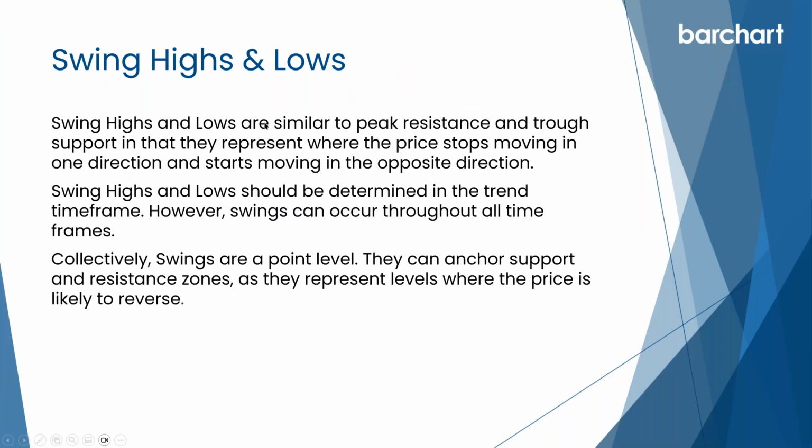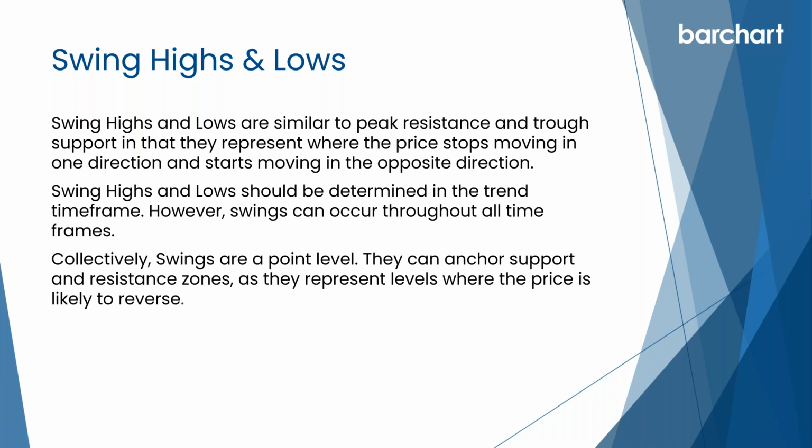So part of that process of creating our zones, we actually looked at something called swing highs and swing lows. Now, this is an important process in developing our support and resistance levels. So a swing high or low is similar to a peak or trough, in that they represent those prices where price stopped moving in one direction and started moving in the other direction. And this is the key. Where does price stop moving in one direction and start moving in the other direction?